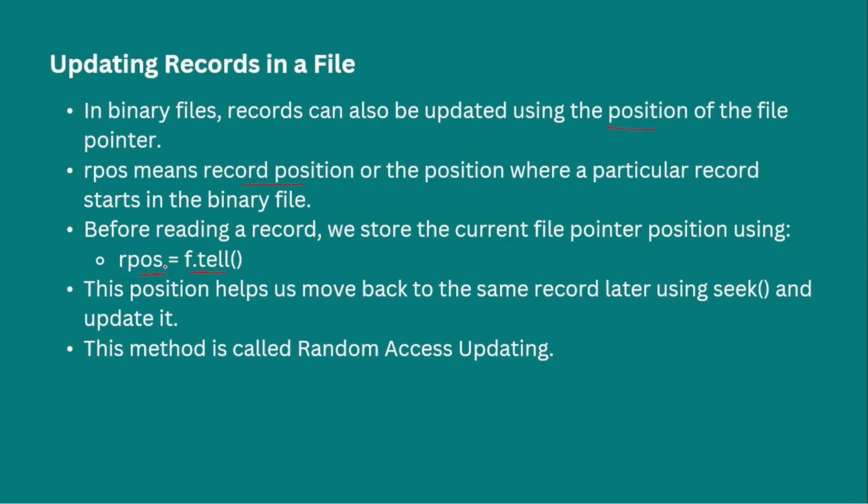And if we want to move back to the initial position, we can do it using rpos. This position helps us move back to the same record later using seek and update it. So we'll just say f.seek(rpos), and we'll move back to that initial position. This method is called random access updating, where we update a record in a file using the record position. I'll show how it's done in PyCharm.